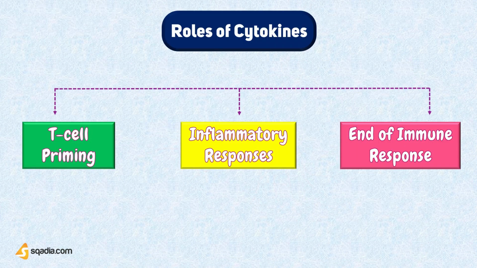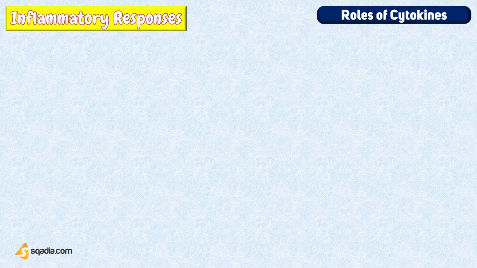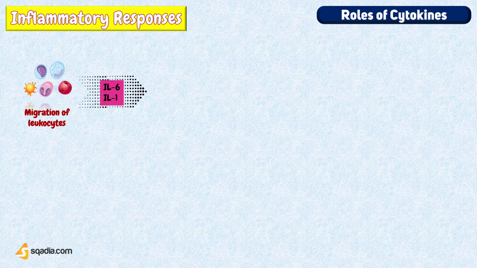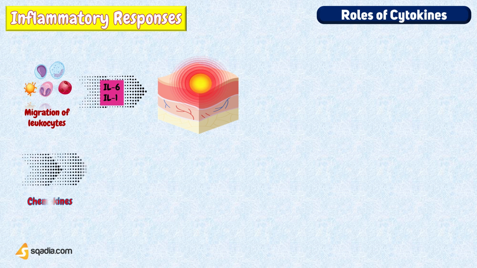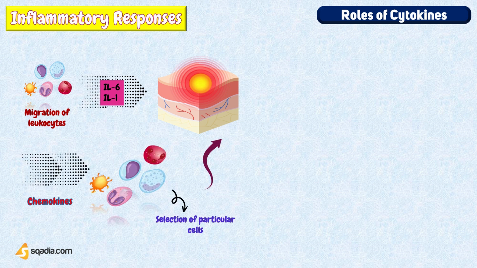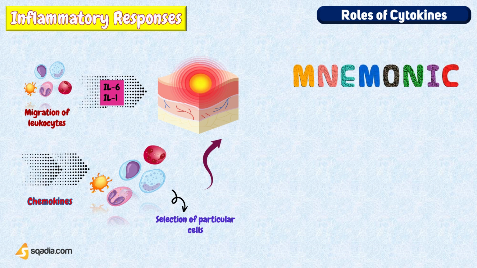Just as you saw the importance of cytokines in the T-cell differentiation, these cytokines also play a very important role in inflammatory responses. Cytokines such as IL-6 and IL-1 play a role in the innate immune system by causing inflammation. Chemokines also play their role in the cellular events that lead to inflammation. Cytokines are required to initiate acute inflammation and maintain chronic inflammatory responses.